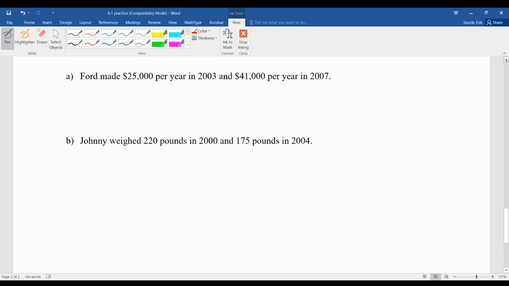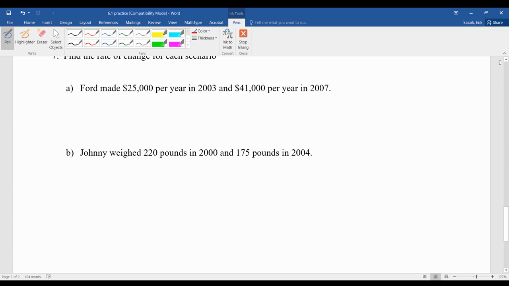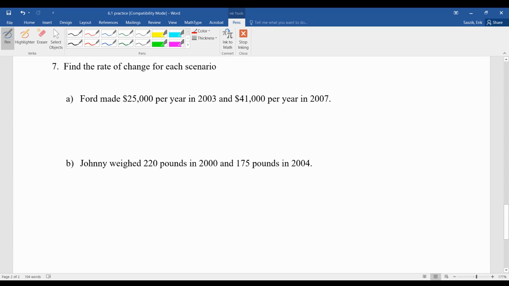Okay. Got some story problems down here. Remember, time is always in the bottom. Now here, it doesn't specify beginning or end of the year. So 03 to 07, that's a change of 4 years. 25,000 to 41,000, that's a change of 16,000. Remember, that's dollars. But we don't want to leave it like that. We would divide that out, and that comes out to $4,000 per year.